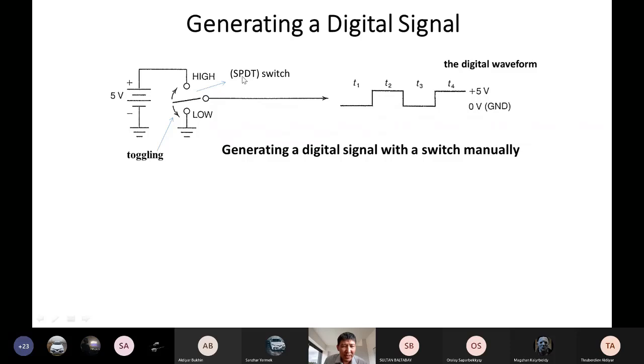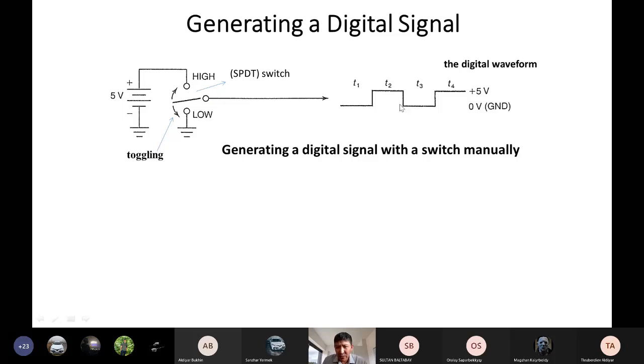What does SPDT mean? It means single pole double throw switch. So you can see that it is connected to a 5 volt battery and a ground, and you can switch up or bottom. If this switch is connected to high, we have a high signal. If it is connected to low, to the ground, we will have a low signal. So just manually by hand you can create this kind of signal. It will be a digital signal.